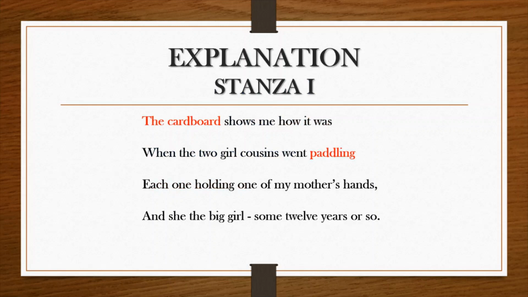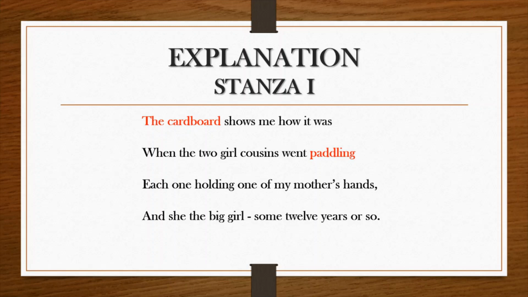Let's move on to the stanza-wise, line-by-line explanation. The cardboard shows me how it was when the two girl cousins went paddling, each one holding one of my mother's hands, and she, the big girl, some 12 years or so.